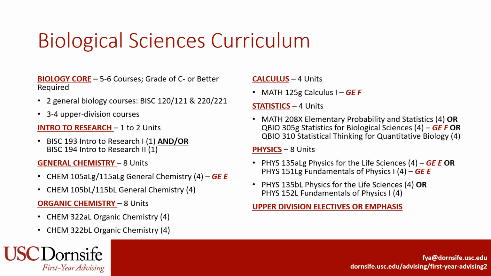In addition to the biology core, all biology majors require an intro to research course, BISC 193 or 194, 2 semesters of general chemistry, 2 semesters of organic chemistry, 1 semester of calculus in Math 125, 1 semester of statistics, and 2 semesters of physics. In addition to these foundational science courses, students will either take upper division electives or upper division courses for their specific emphases.